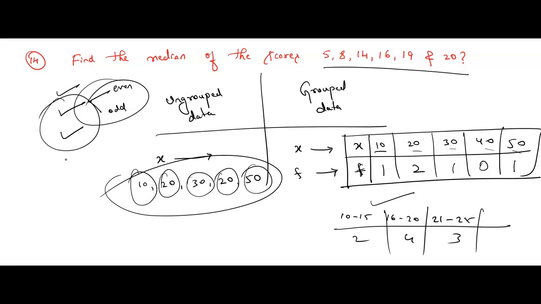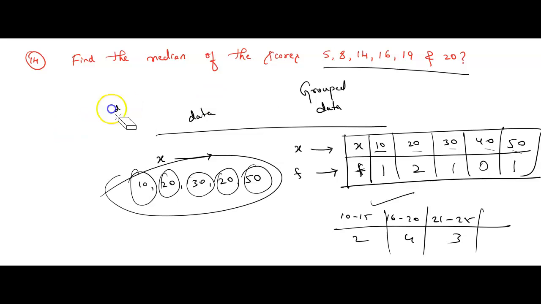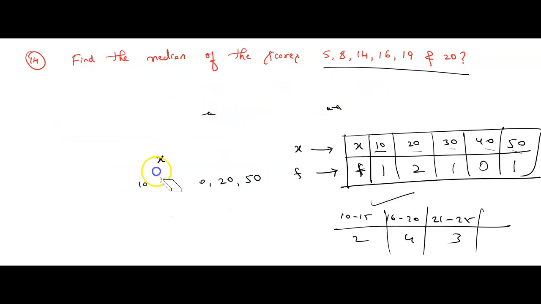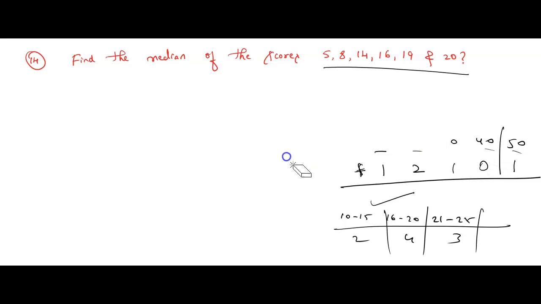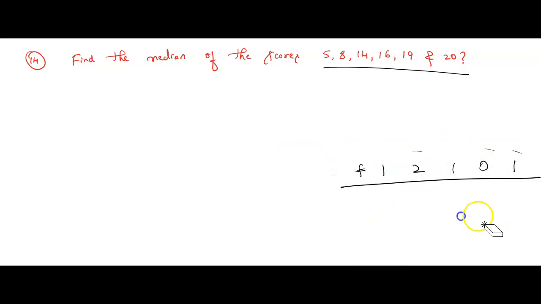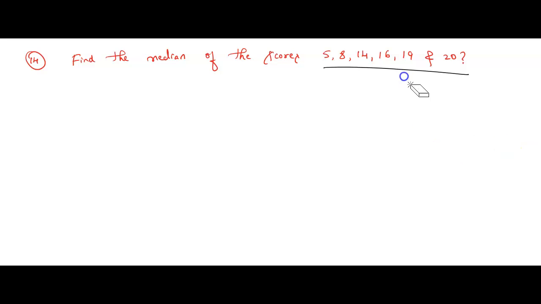But here let us see the first case. Here the given problem is: find the median of the given scores. That is ungrouped data. Grouped means scores and frequency will be given. If they give you the same number and how many times it is repeating, that is called frequency. Scores and frequency, if they give, that is grouped data. But here we are solving the problem with respect to ungrouped data. Understood? Good children.